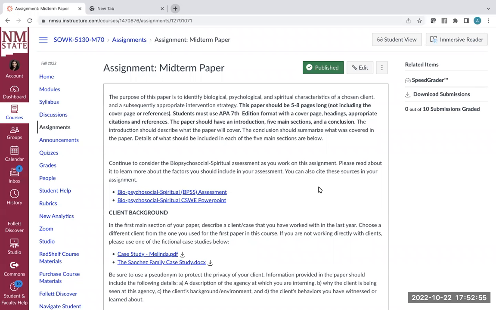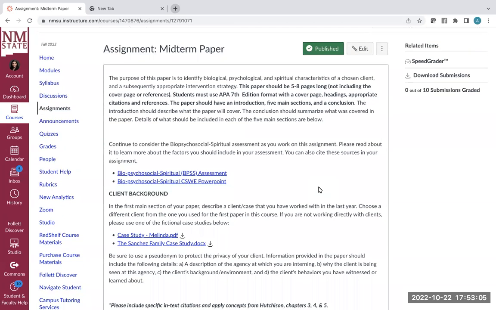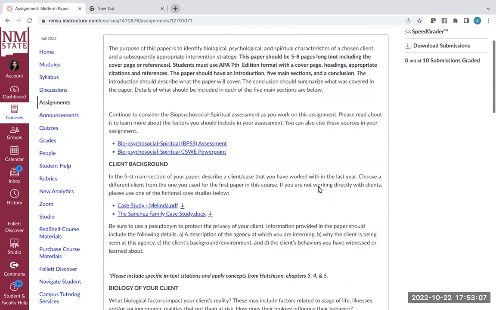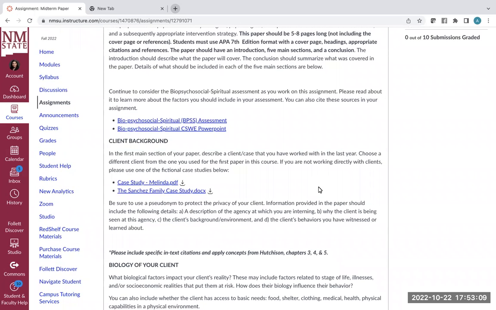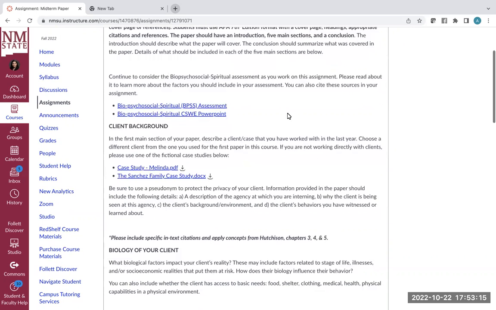Hello, I'm providing this quick overview and also feedback for the paper that is due tomorrow. Some of you are still asking some questions. So again, this paper is based on the biopsychosocial spiritual assessment model.